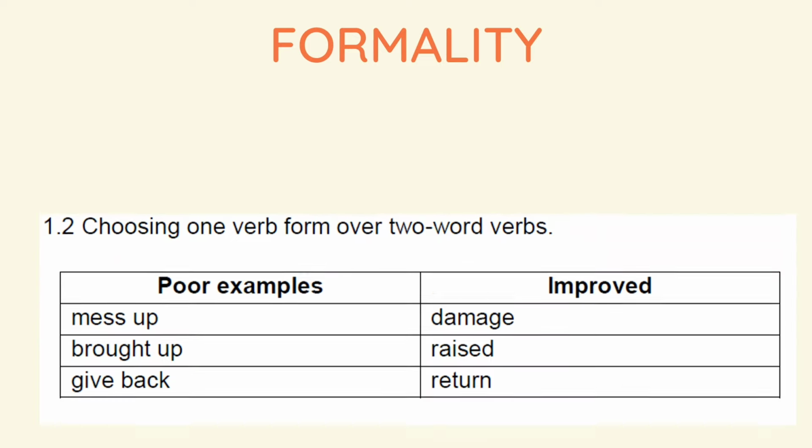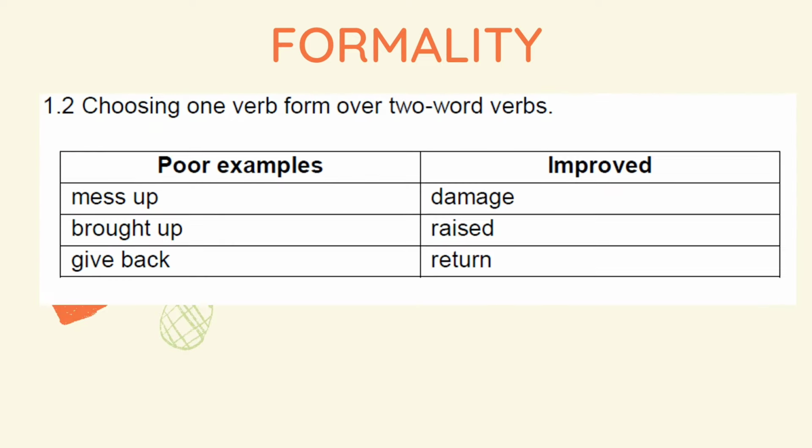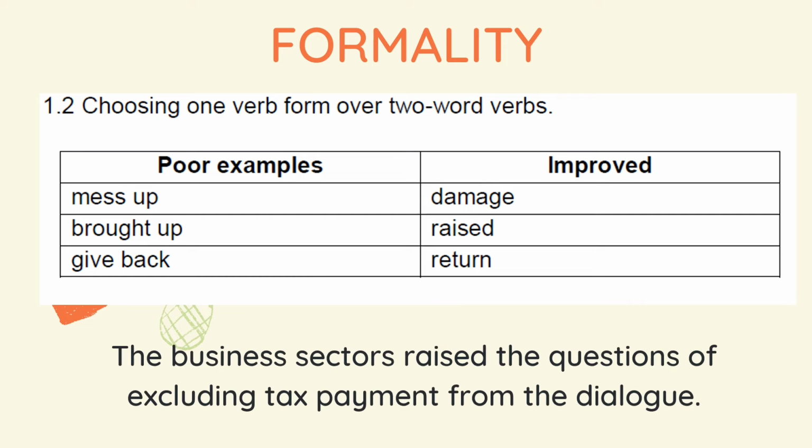The next one, choosing one verb form over two-word verbs. The poor examples are mess up, brought up, and give back. The improved version of this: damage, raise, and return. An example sentence: the business sectors raised the questions of excluding tax payment from the dialogue.